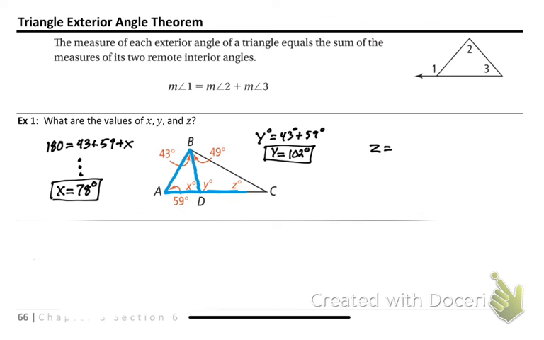I don't understand how you got the y equals 43 plus 59. We said that y is an exterior angle of that blue triangle. An exterior angle must equal its 2 remote interior angles. It's a nice little shortcut to get to that one if you know these 2.